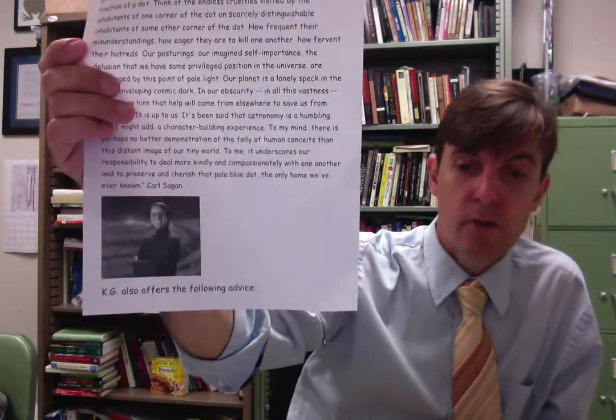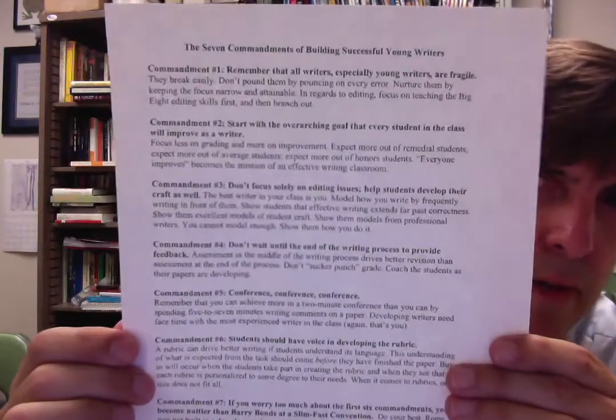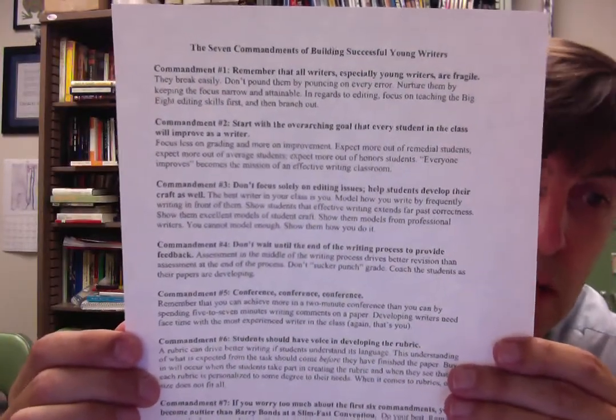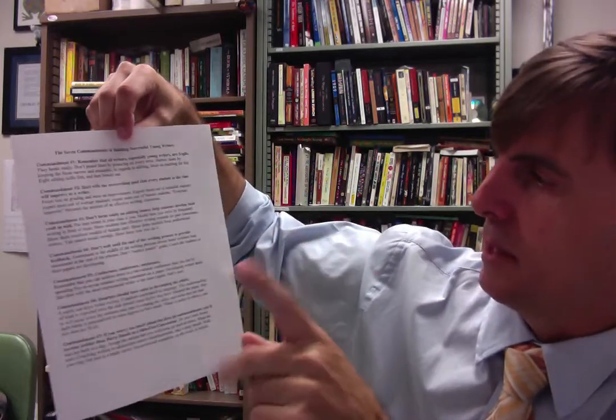Kelly Gallagher also offers the following advice: these 7 commandments of building successful young writers. The only one that I would linger on a bit, the 2 I would think about, is the conference one. Try to make their reading and writing experience as one-on-one as possible. Meet with your students individually. Have a day when the students know, okay, we're working on this project, and he's calling every single person in this classroom, or she's going to meet with every single person during this week, and here's your given time. Everybody else is reading or working on something else.